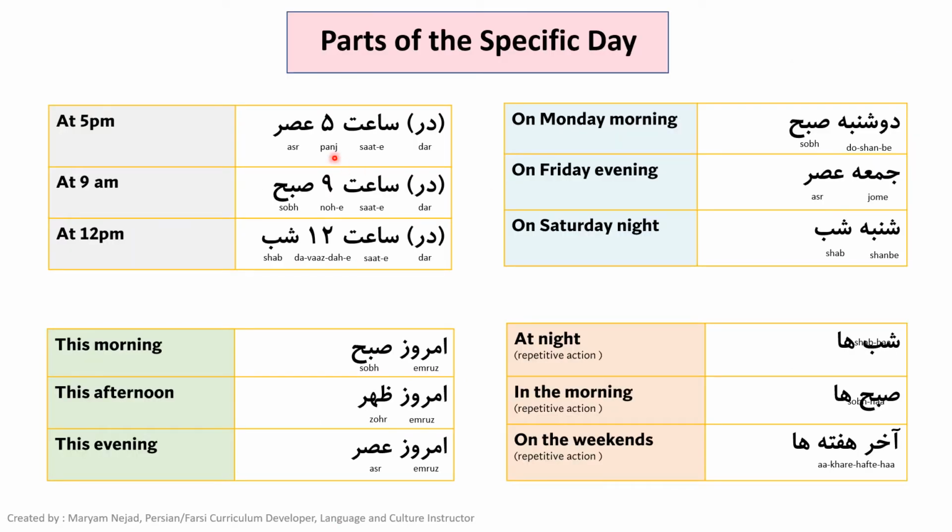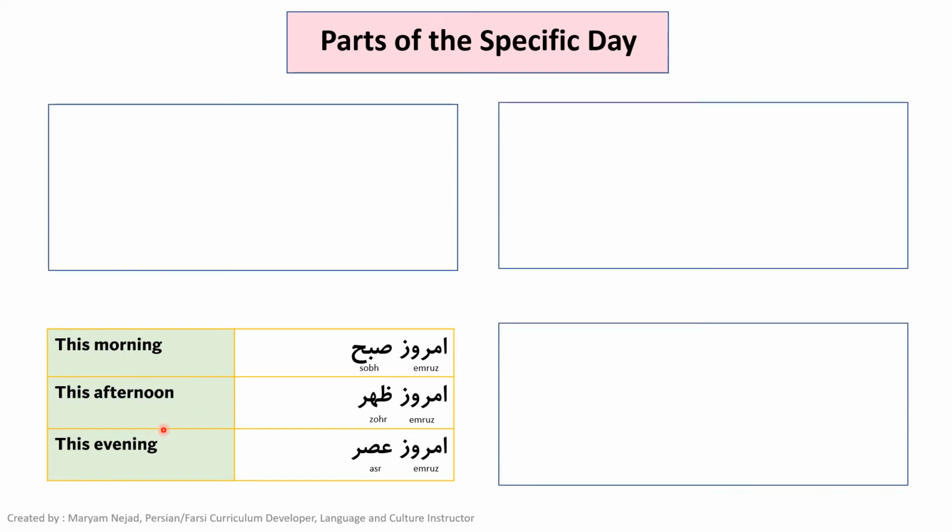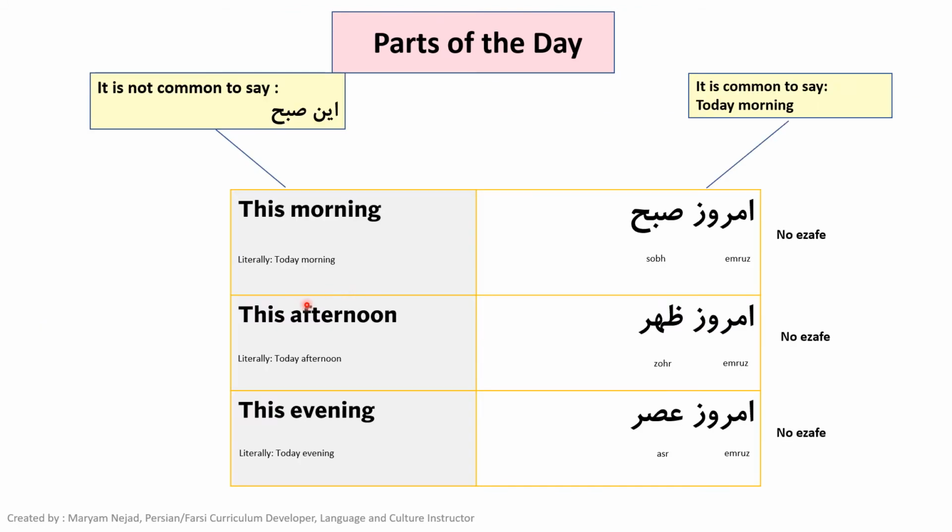So we covered time, this category. Now let's go over this one. Now we want to say phrases like this morning or this afternoon or this evening. For example, this afternoon I saw my friend, or this morning I had breakfast, something like this. A common mistake by the students is that they literally translate this. They say this morning as in صبح, because in is this and صبح is morning.